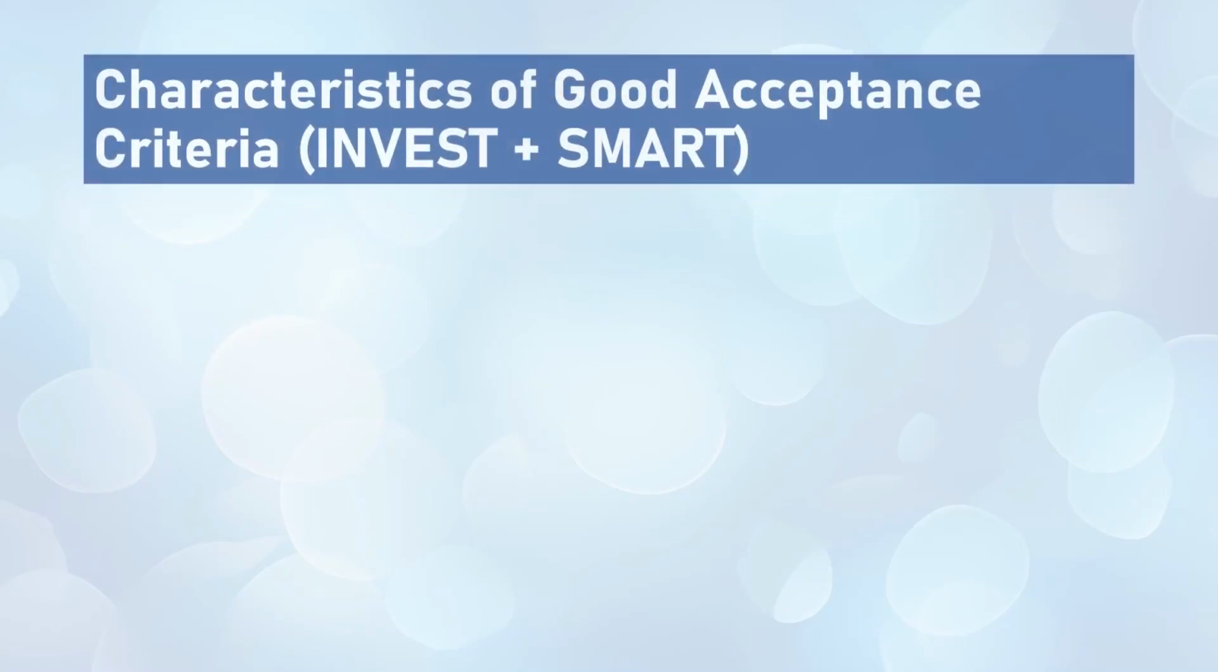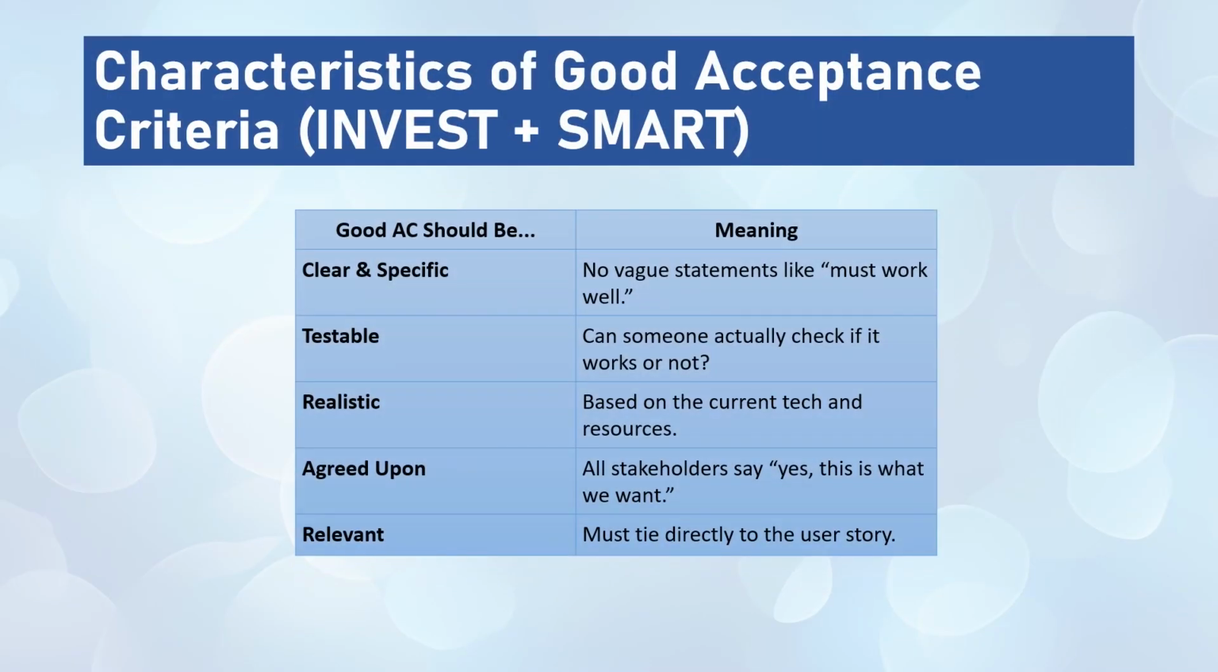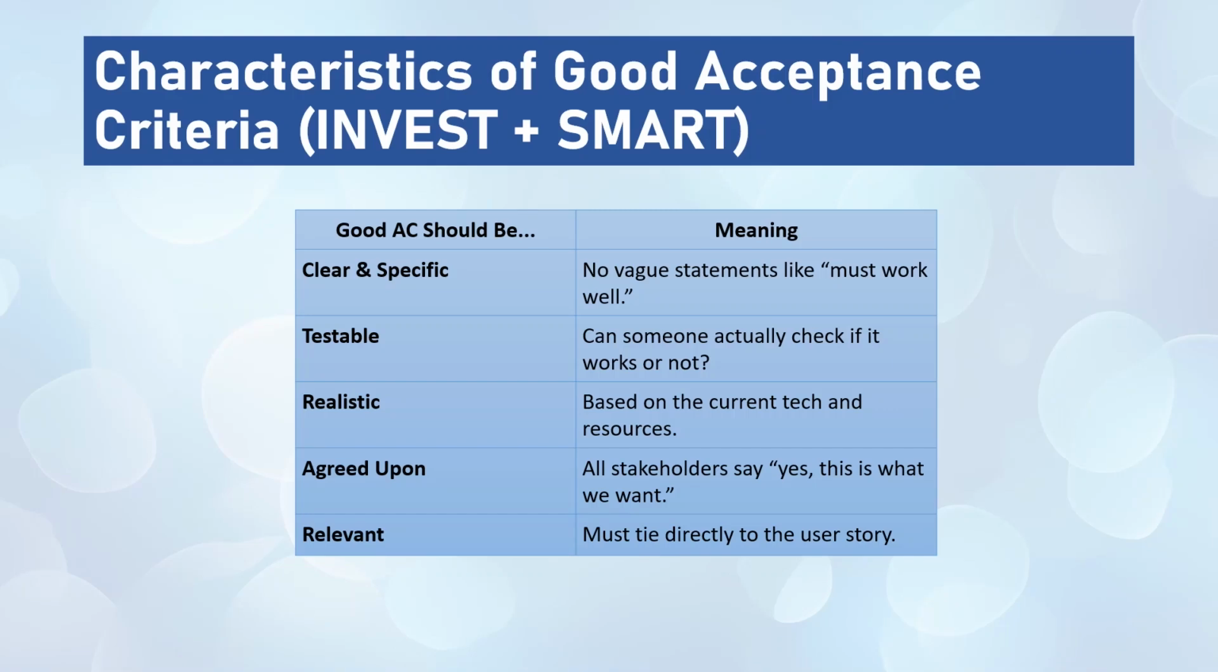Good acceptance criteria follow what is known as the INVEST acronym, and they are also SMART. But we wouldn't really go deep into that now. Let me just pick out some of the most important points that you need to note for good acceptance criteria. So first, they should be clear and specific. You shouldn't use vague statements like, it must work well. That is meaningless because it's not clear, it's not specific.